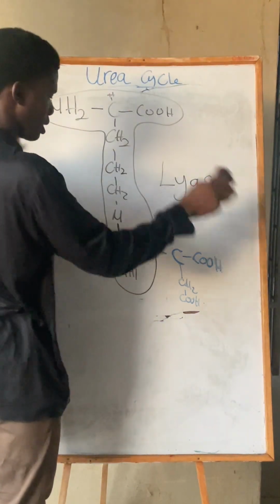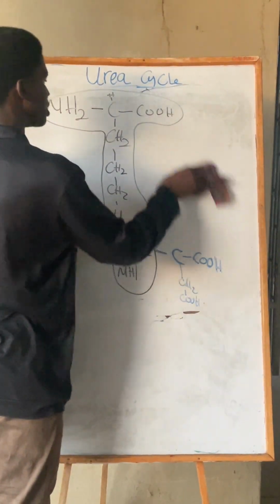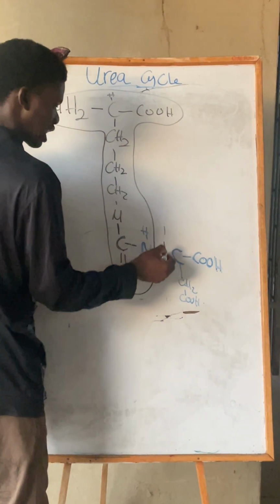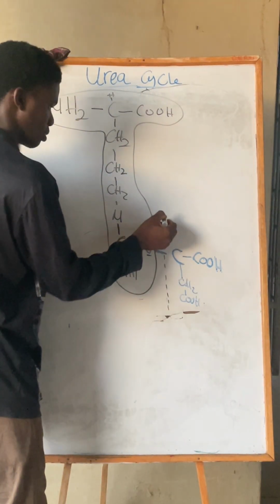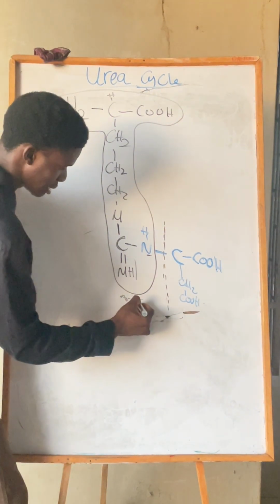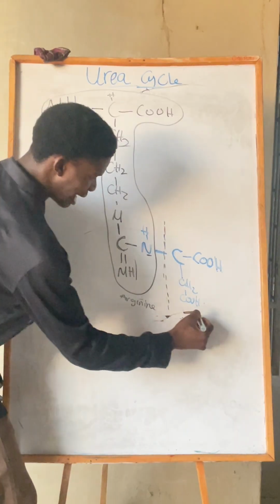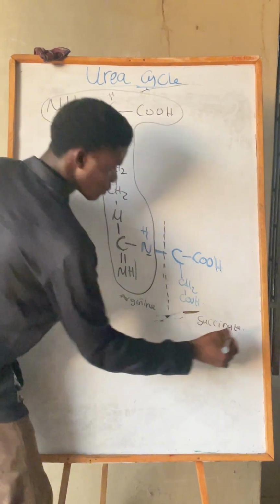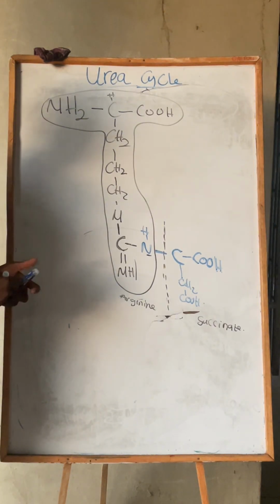Now the next thing is that let us break this thing. How do we break this bond? We just break it here, so that we can get our adenine structure. We break it here. So we are going to have adenine and succinate. Okay, so we are going to get adenine and succinate.